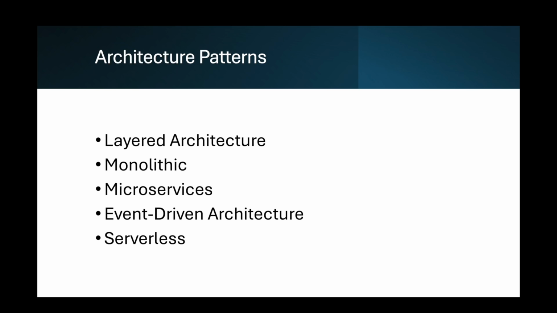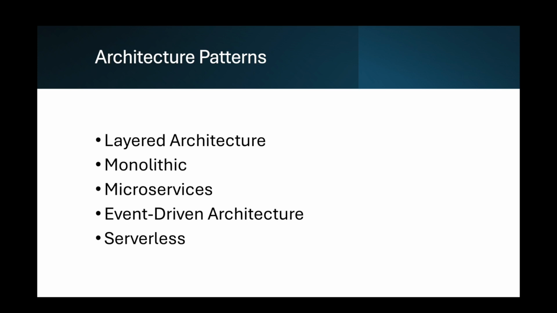Architecture patterns are reusable solutions to common problems in software architecture design. These patterns provide a framework for structuring systems, making them easier to understand, develop, and maintain. By using architecture patterns, architects can ensure that systems are scalable, flexible, and robust, while also meeting the specific needs of their projects. In this particular section, we will explore five key architecture patterns, which are layered architecture, monolithic architecture, microservice architecture, event-driven architecture, and serverless architecture.